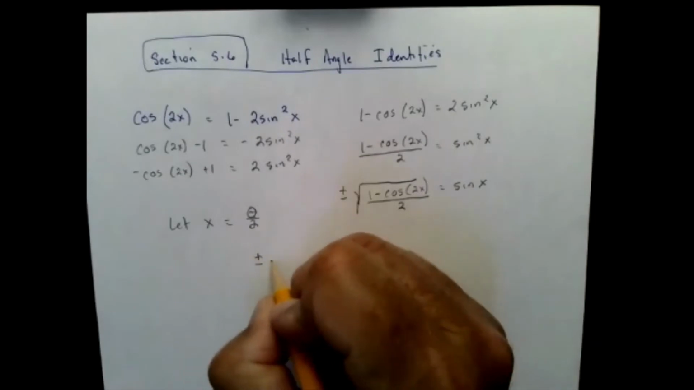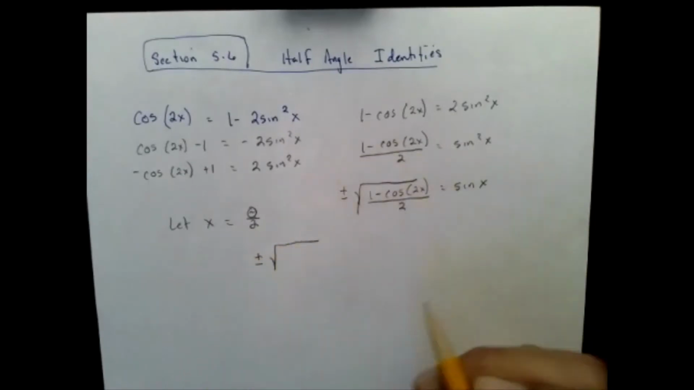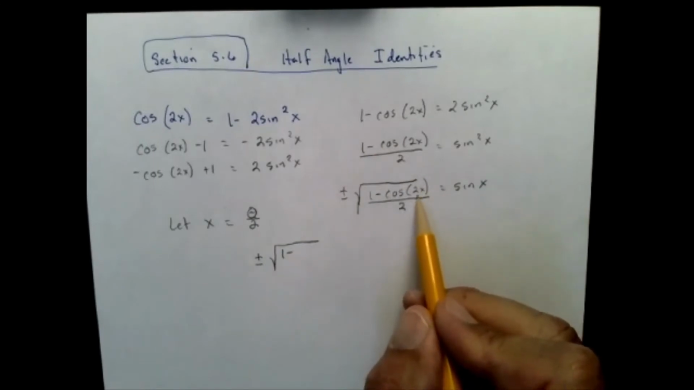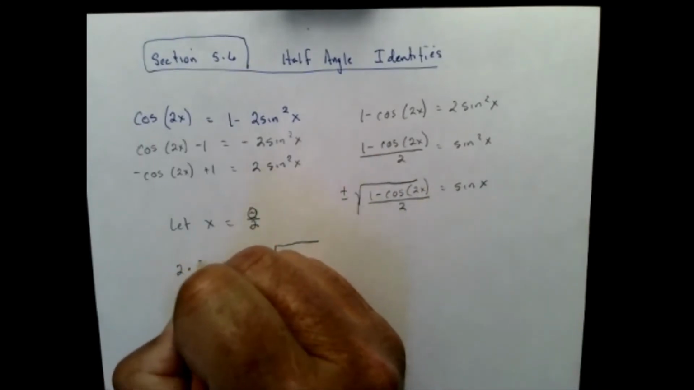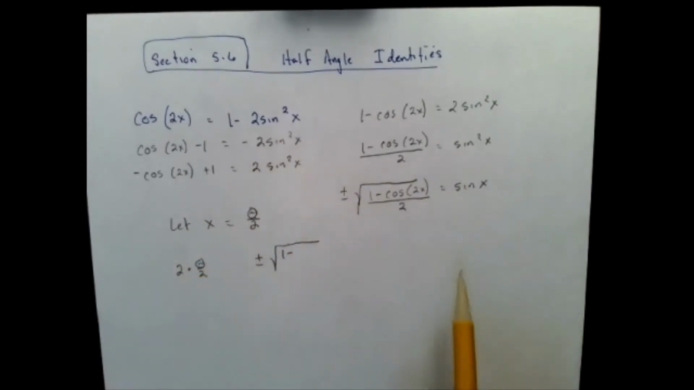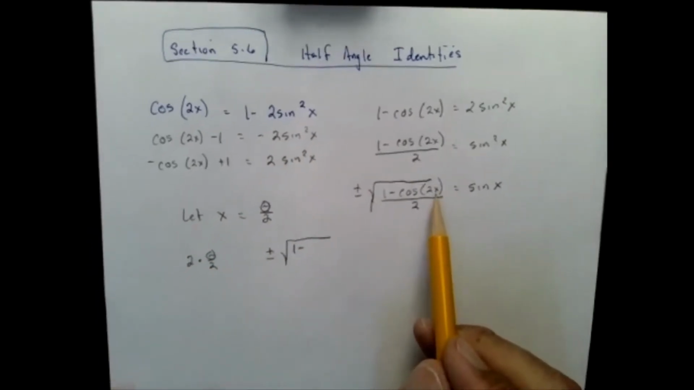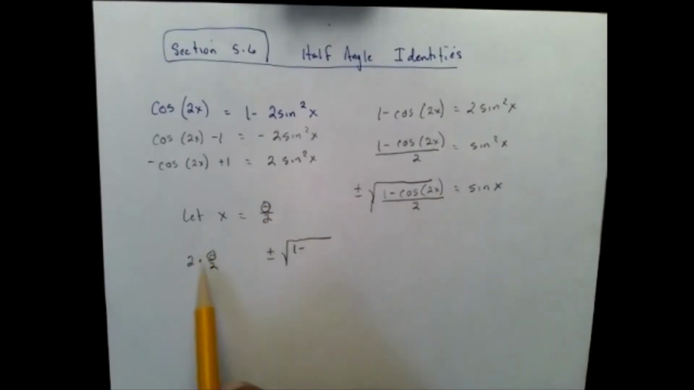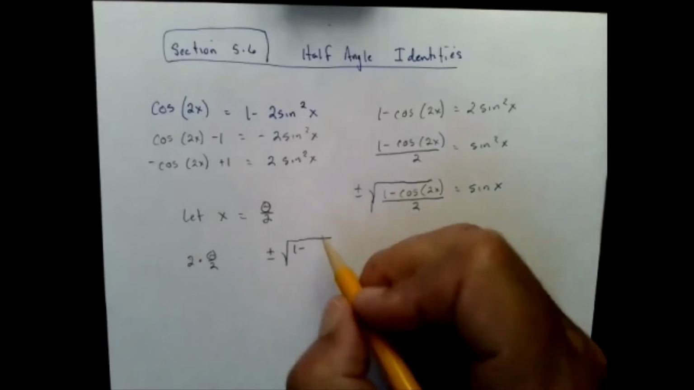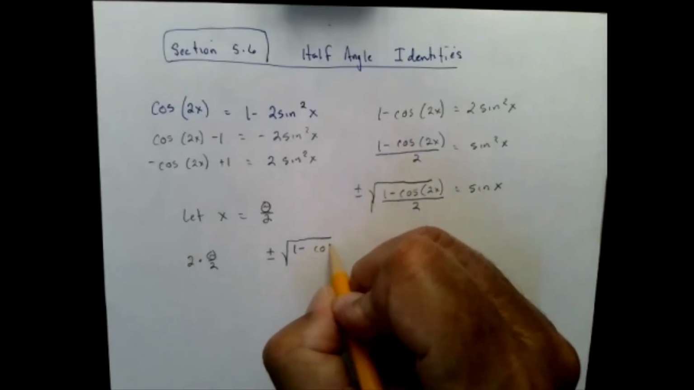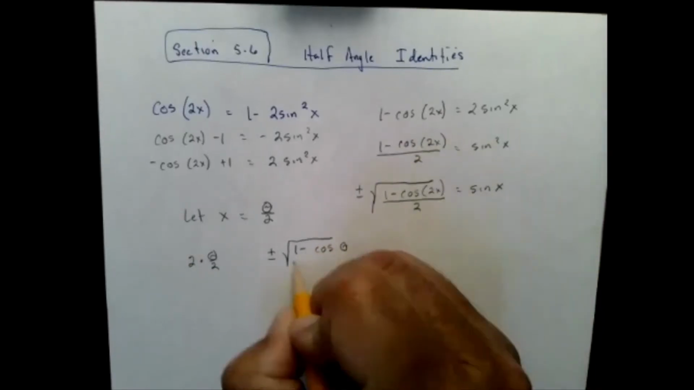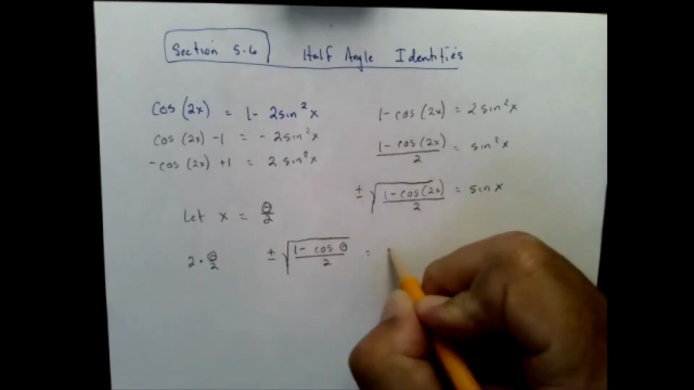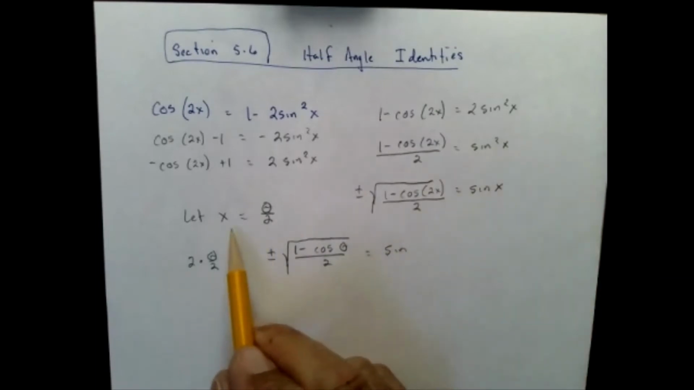So it looks like I'm going to be left with plus or minus 1 minus, okay, so that's going to become 2 times theta over 2. I'm going to replace the x, do a substitution, and throw in theta over 2. So 2 times theta over 2 gives me just a theta. 1 minus the cosine of theta, make it look pretty, equals the sine, and again, I'm replacing x with theta over 2.